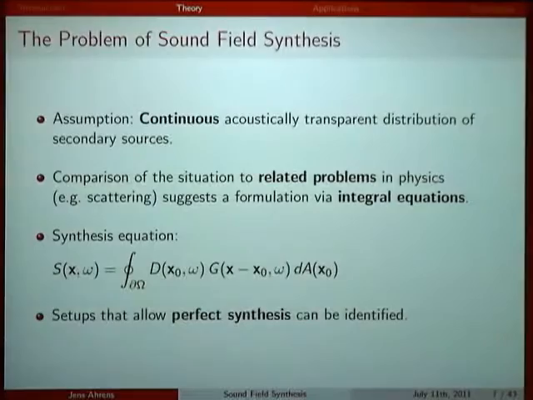A very important aspect of this continuous formulation is the fact that you can construct a situation where you can show that perfect synthesis, physically perfect synthesis, is possible. Because if you meet a situation where the requirements for this perfect synthesis are not fulfilled, you know immediately, before you find the solution, that certain limitations arise. And I will outline that later.